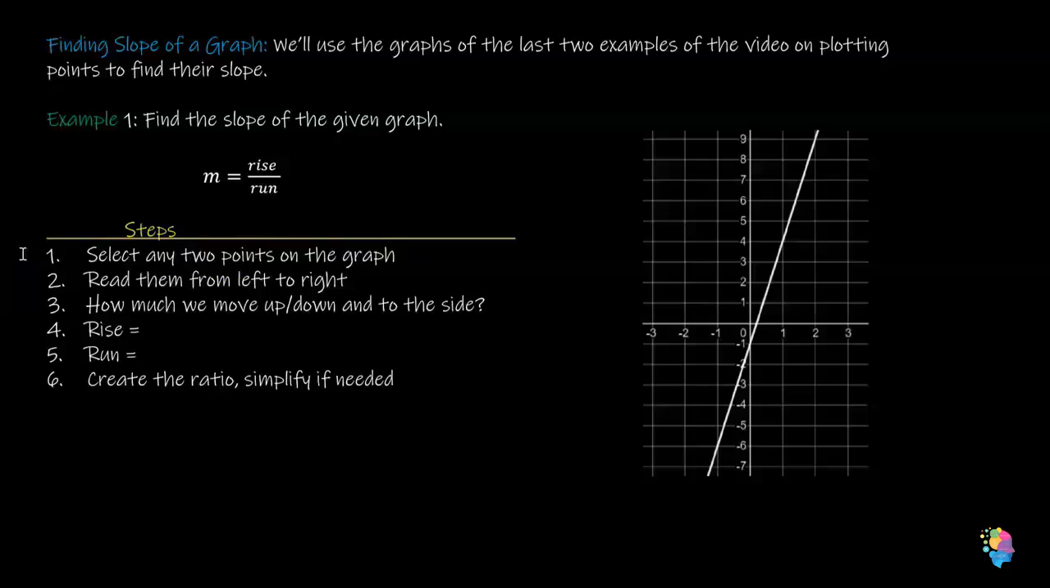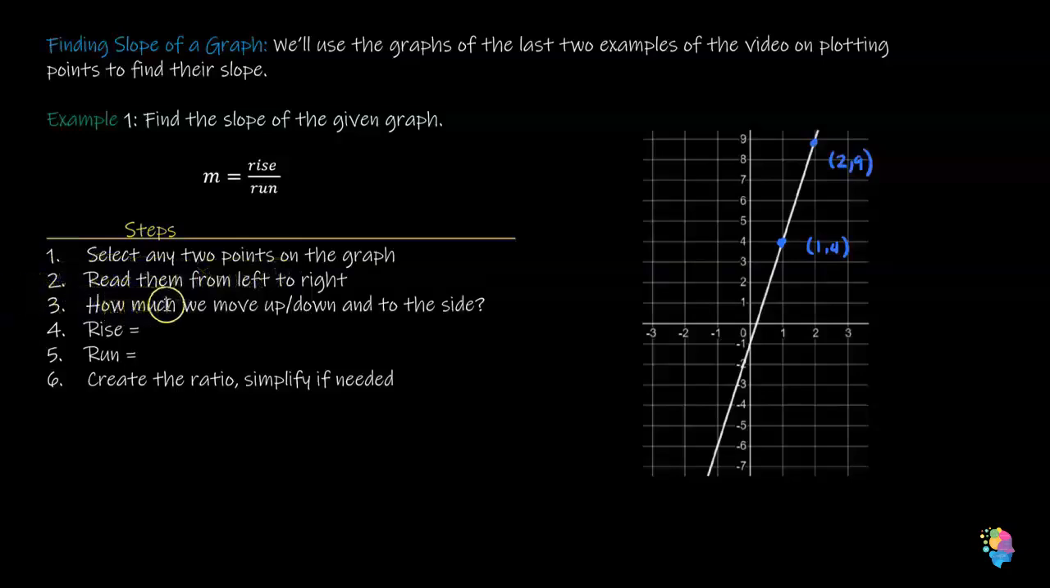So the way that we find points that are whole numbers, we're going to take those that are right at the corner. For example, I'm going to select (1, 4). It's on the line right at the corner. And then I'm going to select this one up here, (2, 9). Once I do that, I'm going to read these points from left to right.